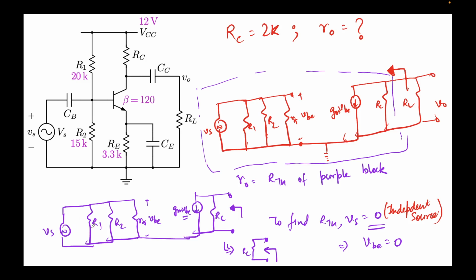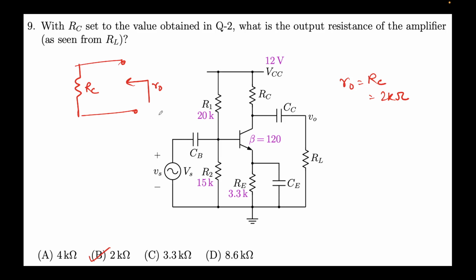But if we deactivate this, R1, R2, R pi are all gone. VBE becomes 0. And if VBE becomes 0, then the magnitude of this dependent current source also becomes 0, and 0 current means open circuit, so this will become open circuit, and this is the only circuit element that remains, which we see over here. And hence the Thevenin equivalent will be nothing but RC, the value of RC is 2 kilo ohms, and that is option B over here.